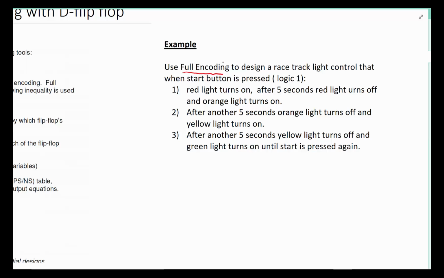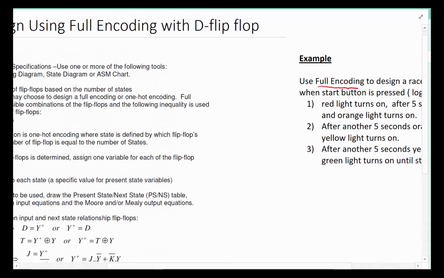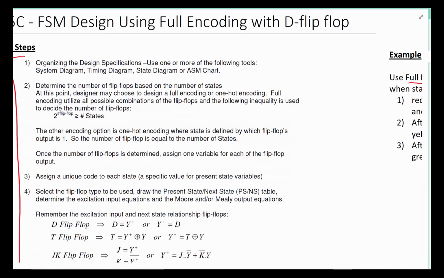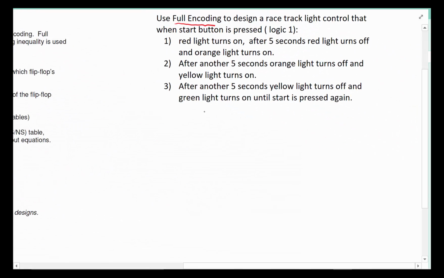Okay, so that's the problem you need to solve, and as we've discussed before, we're going to follow the steps that are here. So our very first step is to organize the design specification using one or more of the following tools. We always use the system diagram, and just to be complete, I'm going to do a system diagram here. We have one input. Start is the input, and it's logic 1 once you press it, and when you're not pressing it, you get logic 0.